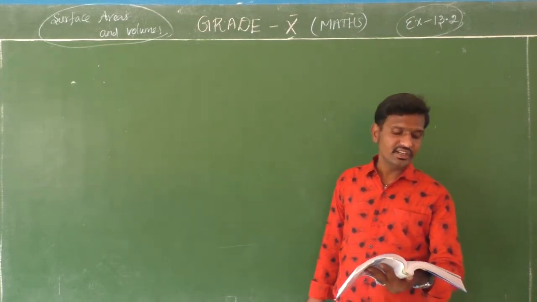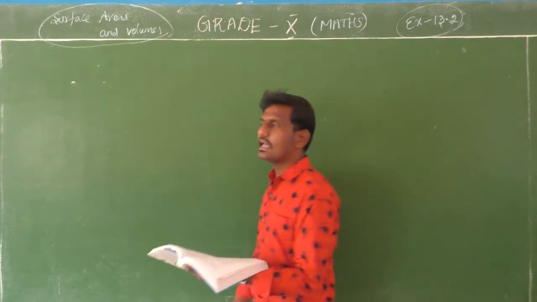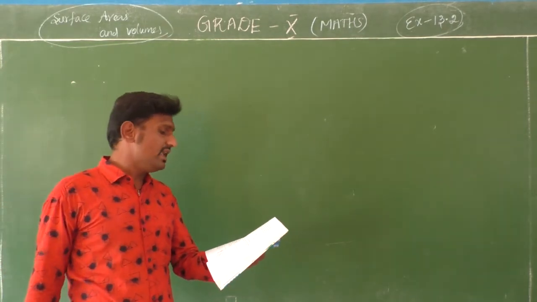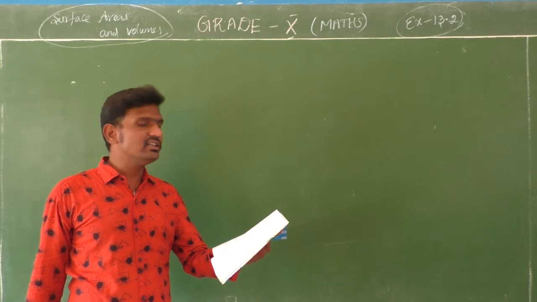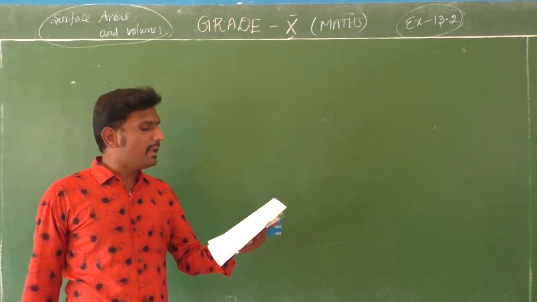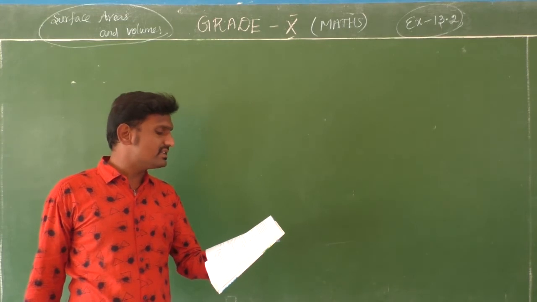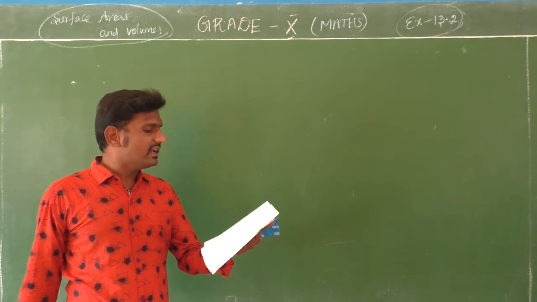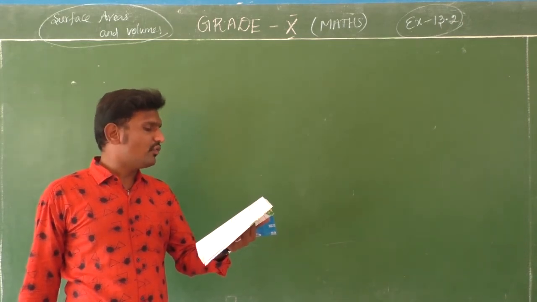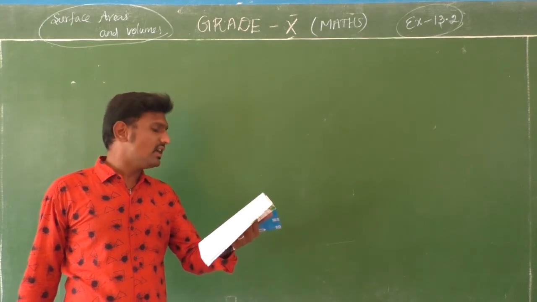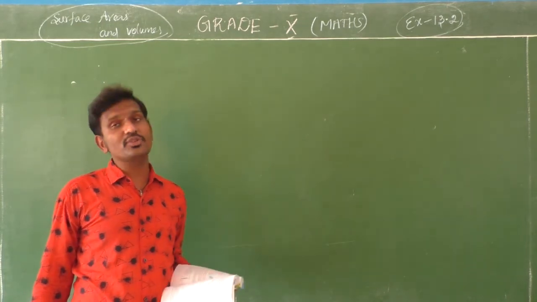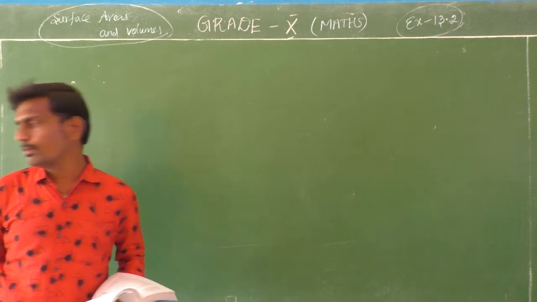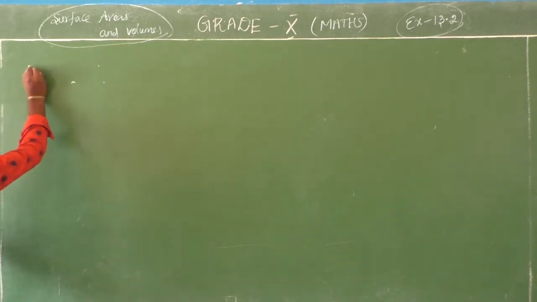Come to question number 6. I am reading the question. Listen carefully, all of you students. A solid iron pole consists of a cylinder of height 220 cm and base diameter 24 cm, which is surmounted by another cylinder of height 60 cm and radius 8 cm. Find the mass of the pole, given that 1 cm cube of iron has approximately 8 gram mass. Mass means weight.